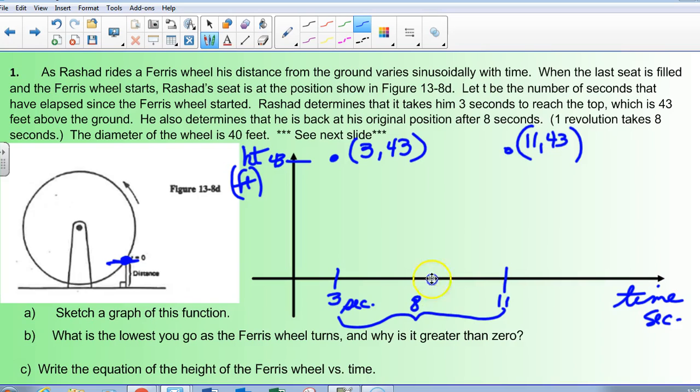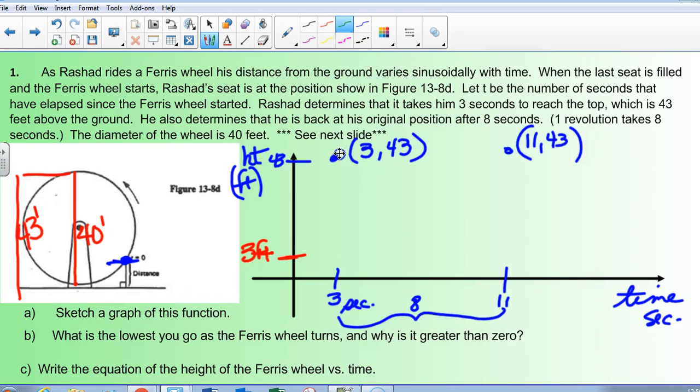All right. We don't know where the minimum is, but if we keep reading, it says the diameter of the wheel is 40 feet. So at his maximum height, he was 43 feet up, but the diameter of the wheel is only 40 feet. What does that tell us? The min is at 3 feet off the ground, which I hope makes sense, right? Not dragging your feet every time you go around. As you approach the bottom of the ride, please lift your feet. All right.